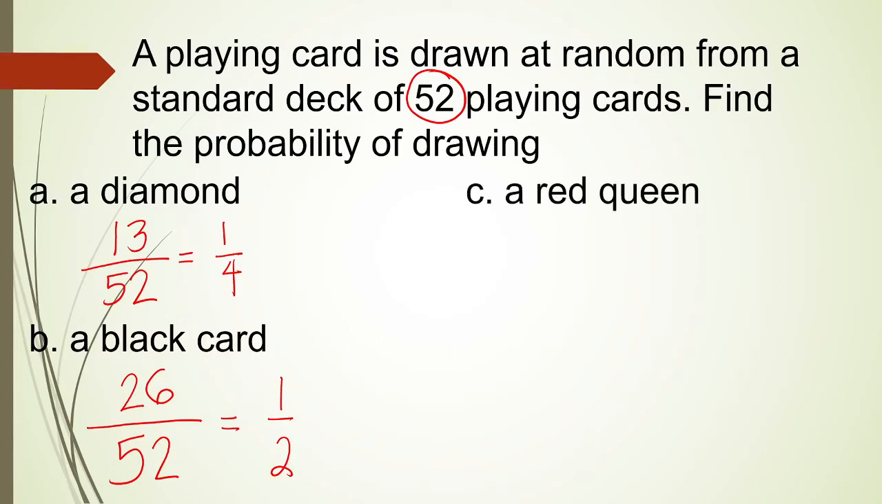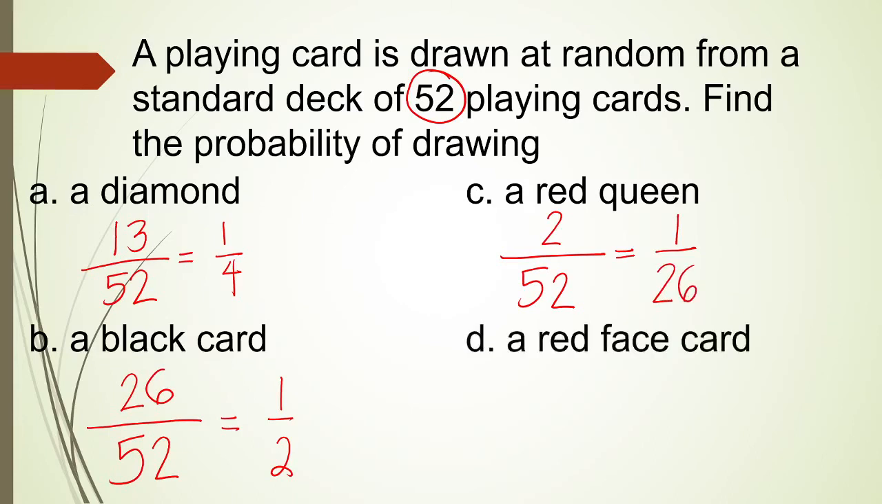A red queen. So, pilay denominator? It's still 52. How many red queens do we have? Duha. Red heart nga queen, diamond nga queen. O reduce 2 over 52. Use your calculator, please. 1 over 26. Correct. Okay. Let's have our fourth problem for the deck of cards.